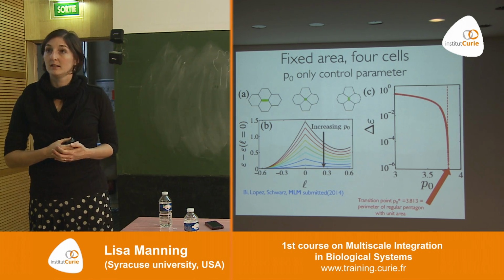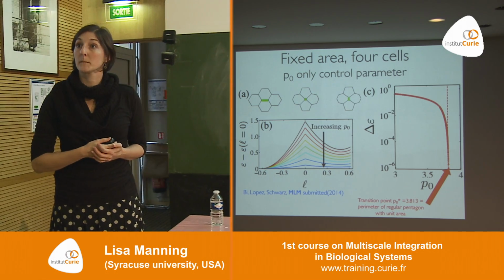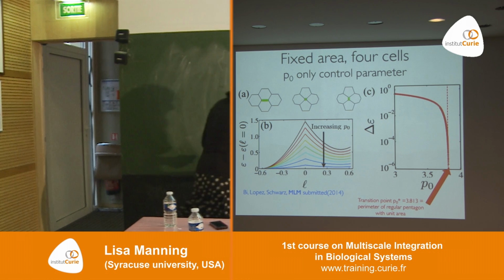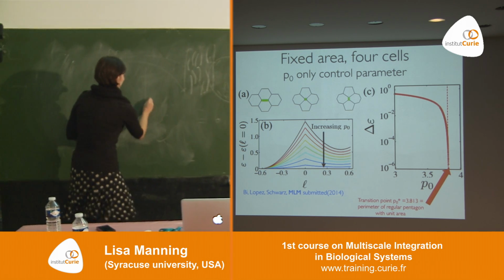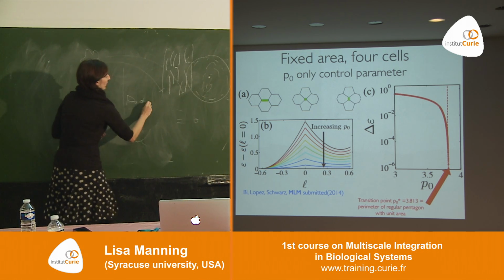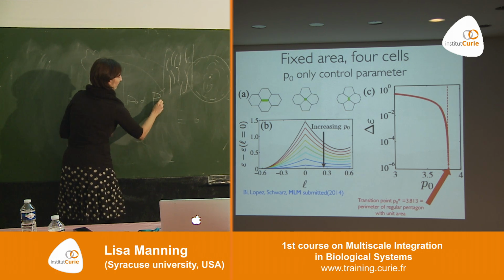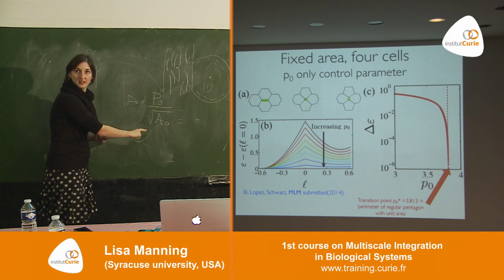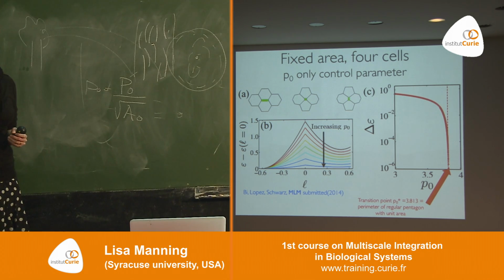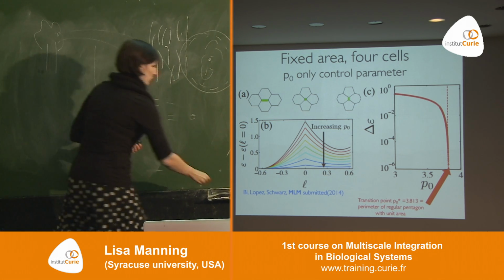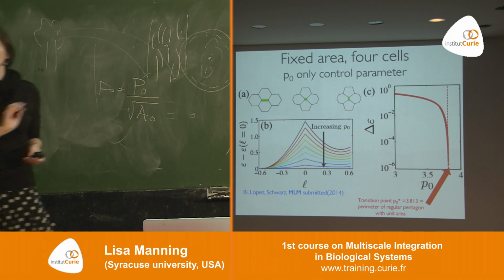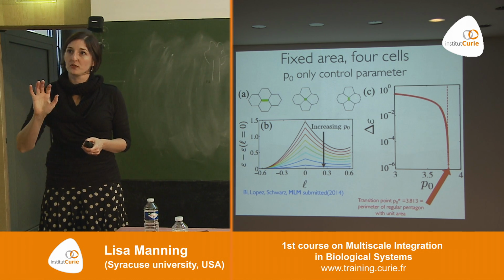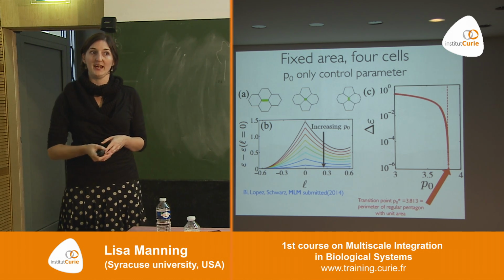Yes? Just because it seems to be important, could you say again what's P0? P0 is actually this. P0 is equal to the preferred perimeter of the cell divided by the square root of the cell's preferred area. And so it's just a model parameter that we can change and that presumably cells can change. I'll talk a little bit more about how a single cell could change this parameter in a little bit.